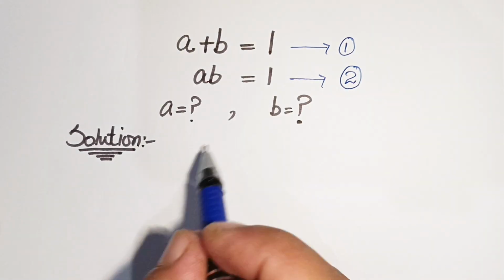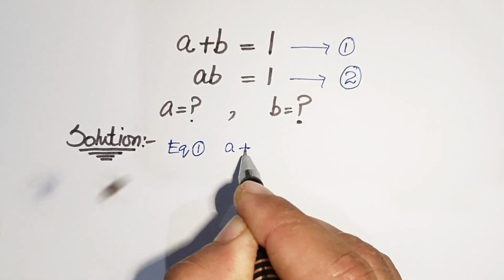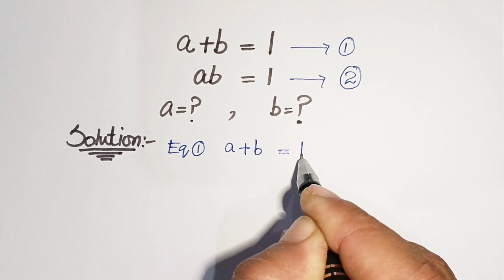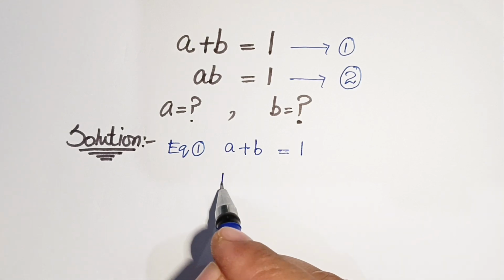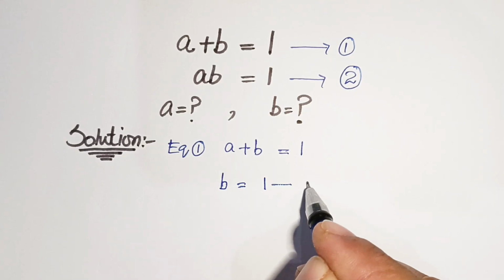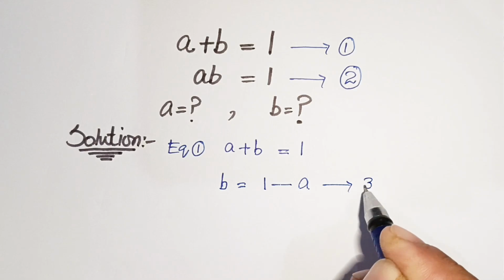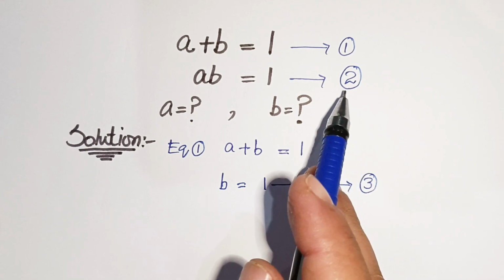Now writing equation 1 as a plus b is equal to 1, we are going to express this equation with respect to b. So b is equal to, shifting a, 1 minus a. Let's say it is our equation number 3. Now putting this value of b in our equation 2.